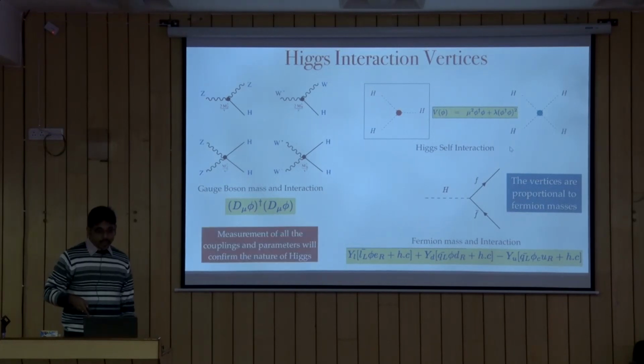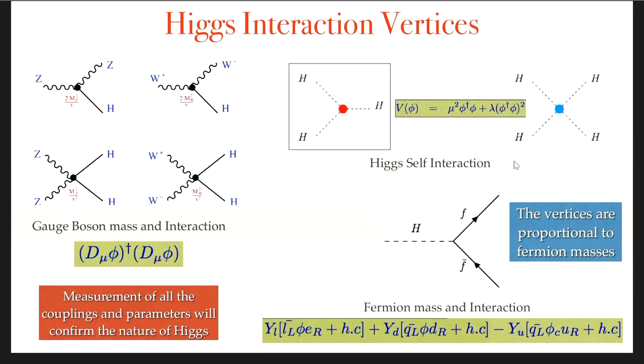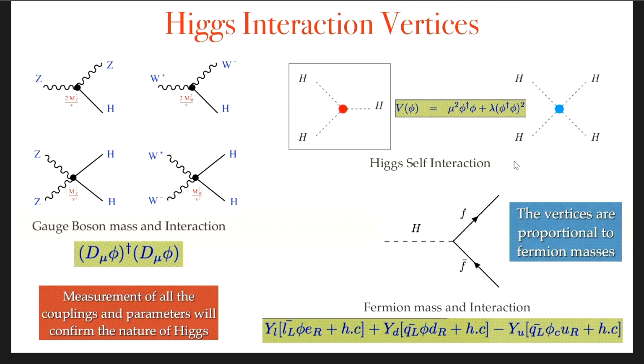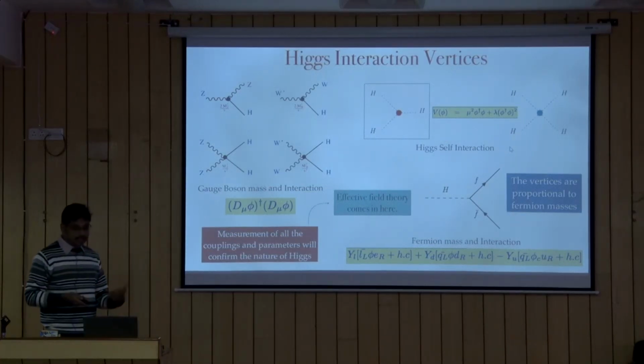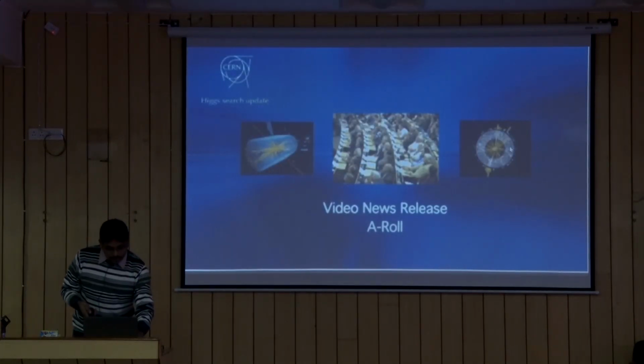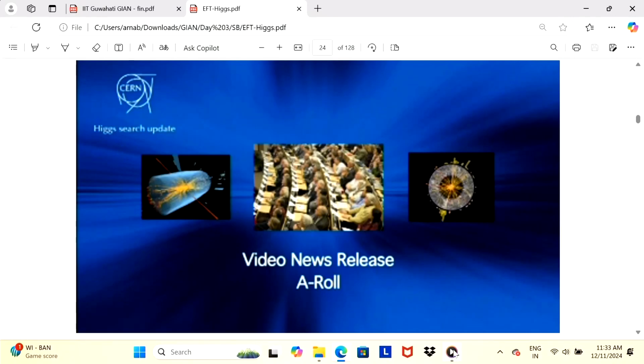And in a generic sense, you can say that measurement of all these couplings and the parameters associated with the scalar potential will be able to confirm the nature of the Higgs. And here the effective field theory comes in and gives rise to some questions that affect our observational consequences, and that is what we are going to talk about. And there is a video which I want to show before we proceed further.